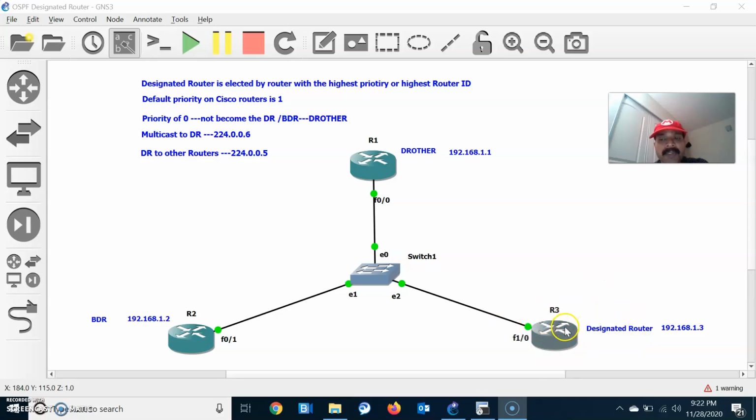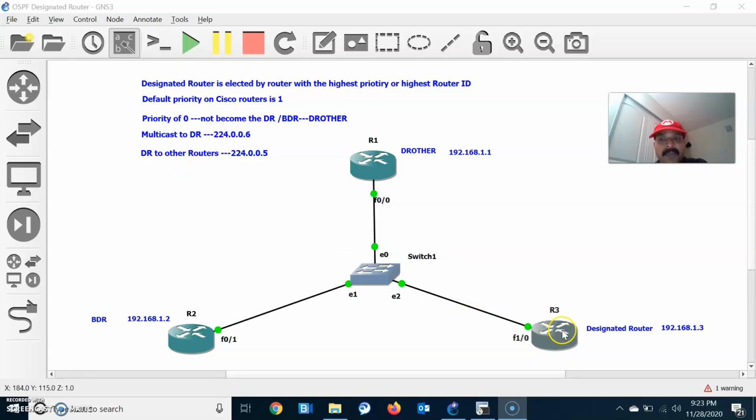So what is the purpose of DR and BDR election? To minimize the number of adjacencies. That means one router we elected as a reference point. So all other routers will try to establish a neighbor relationship with this DR. Once the DR receives the update, it will pass information to R1 and R2. This is how it works.